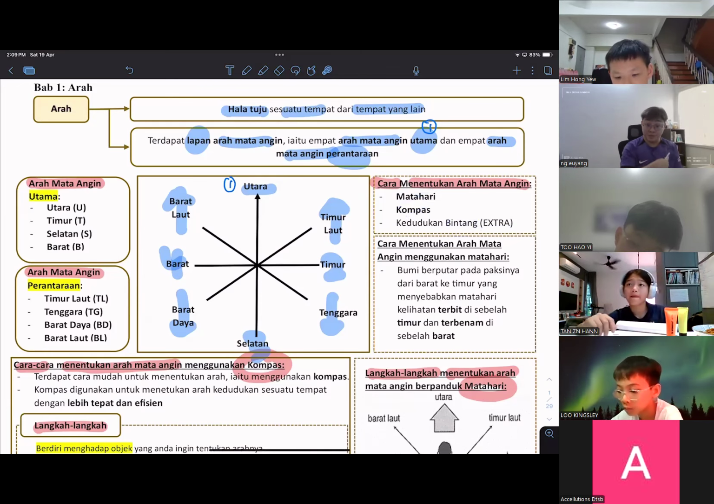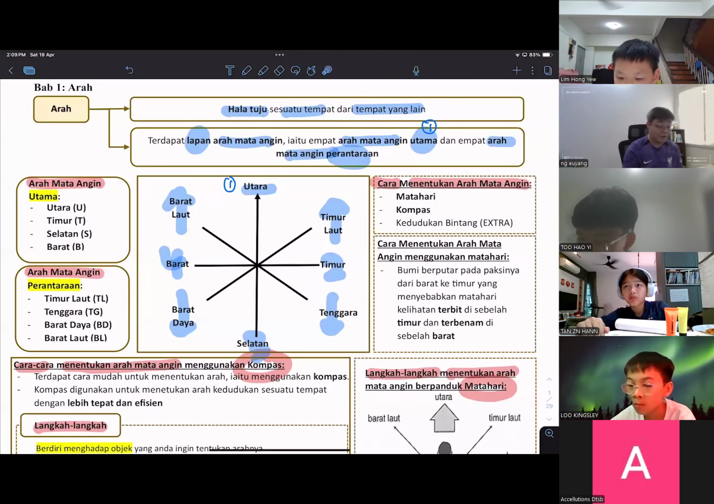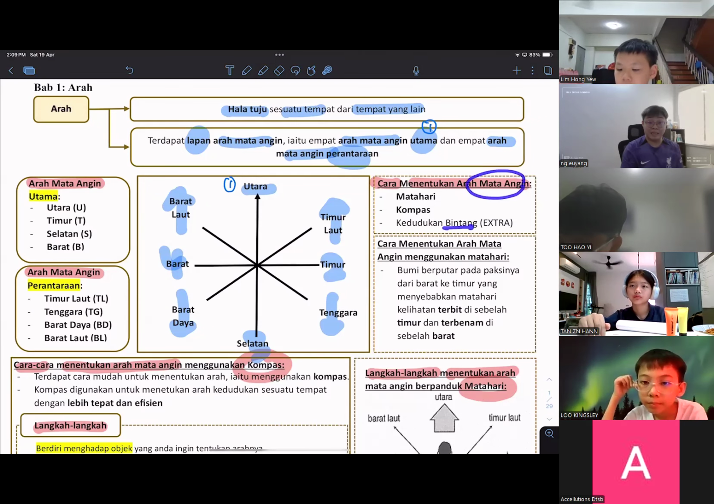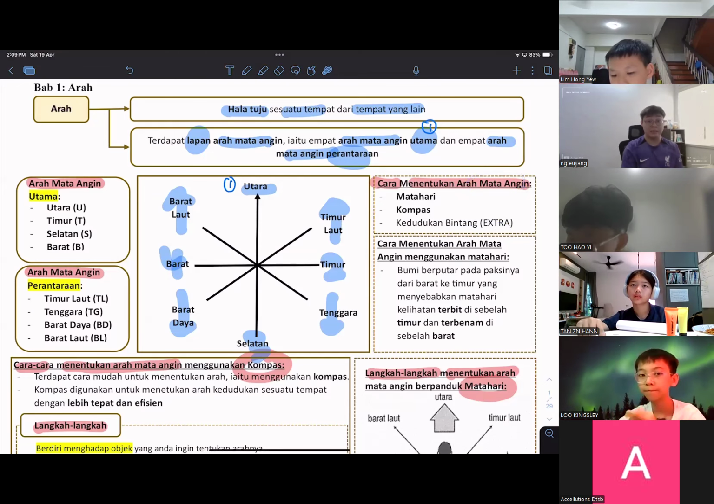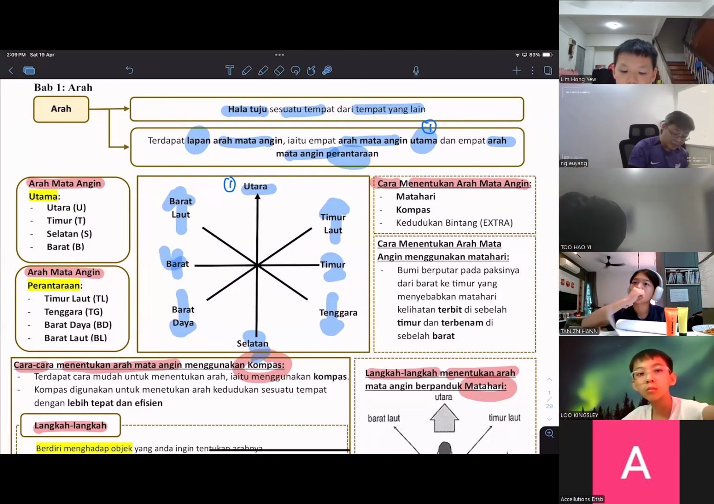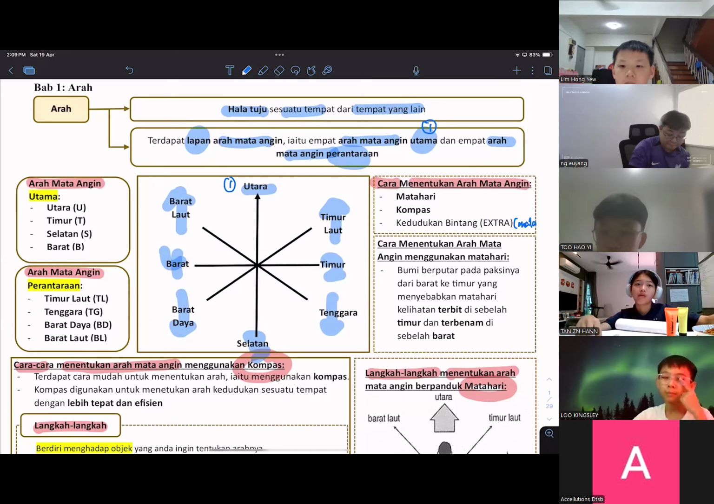If you attended class before, the extra here means we can try to identify the arah mata angin using the stars' location during the night time. So this only comes up for objective questions, hardly in your normal exercises, let's say the exam exercises. So remember, in brackets, kedudukan bintang is usually for waktu malam.